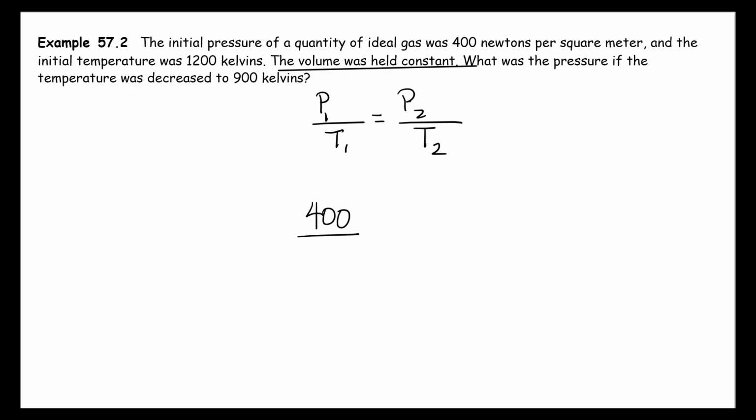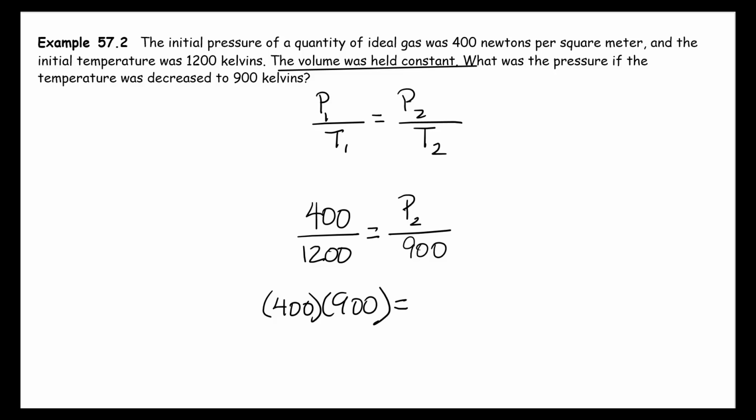And the initial temperature was 1200 kelvins. So that's T sub 1. The volume is still constant. We already saw that. What was the pressure? So pressure is what we don't know. If the temperature was decreased to 900 kelvins. So now we have a ratio, we have a proportion, and we can cross multiply. So 400 times 900 is equal to 1200 times P sub 2. And now we can divide both sides by 1200 to get P sub 2 by itself.